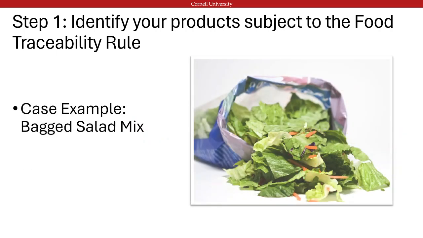So in our case, for the case example we were working with, we looked at a processor that was making a bagged salad mix. And this did fall in the food traceability list. Fresh cut leafy greens and a bagged salad mix like this one are definitely on the food traceability list, so this product needs to be traceable. And this one also represented a bit of a more complex example because it had multiple different ingredients in it from products that were all on the food traceability list, different types of greens and carrots, etc.